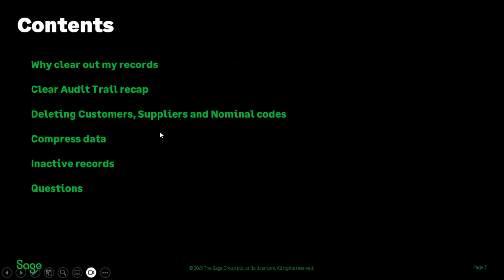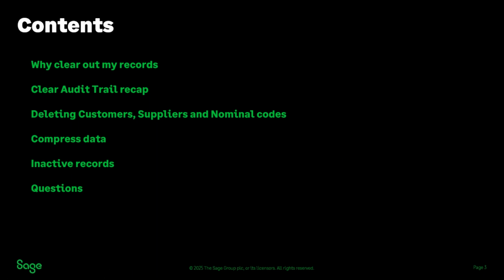Okay, so I'm going to start with the contents and then a very quick poll. So we're going to be looking at why clear out your records, and then we're going to do a really quick recap of Clear Audit Trail. So if you haven't seen that session, don't worry, we are going to do a quick recap of that, but that is a session in its own right. And then we will go through deleting customers, suppliers, and nominal codes and show you some tips to try and get the most out of that. We'll quickly talk about compressing the data and give you an alternative if you can't delete a record by looking at inactive records.